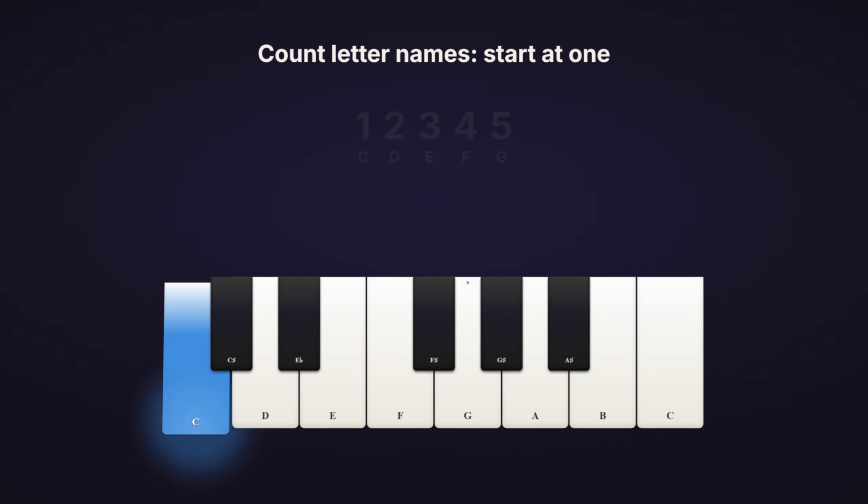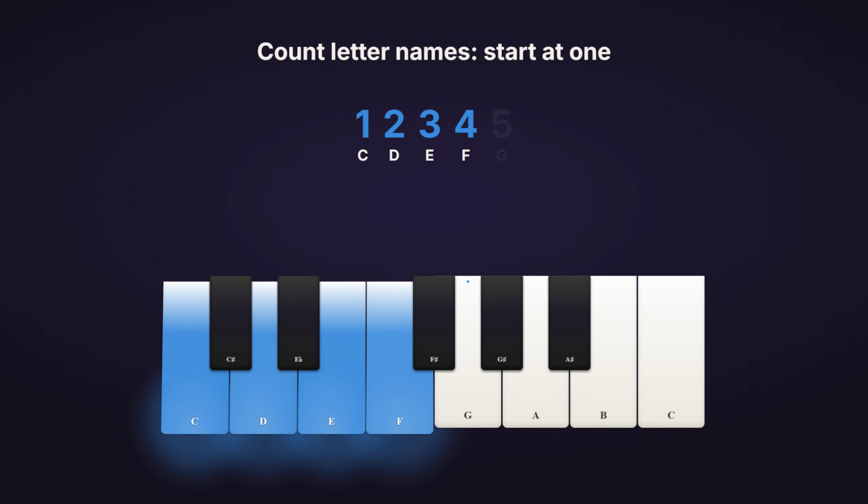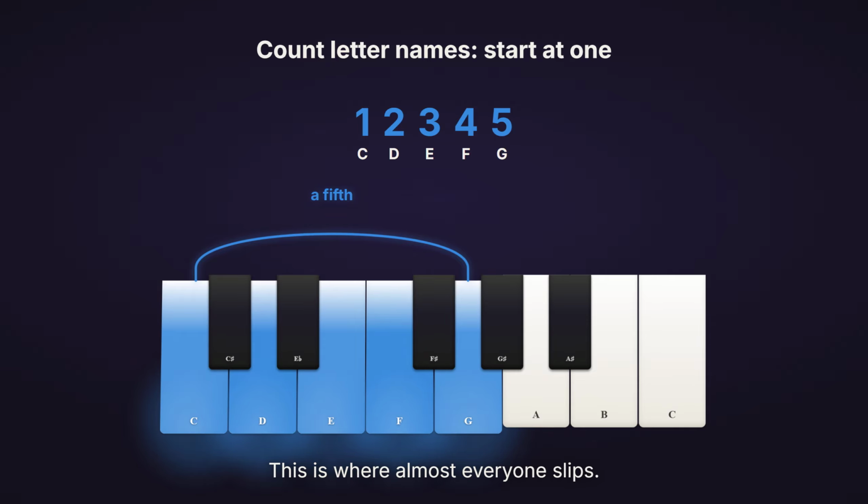Start on C, and go up to G. Now say the letters out loud as you climb the keyboard. C is 1. D is 2. E is 3. F is 4. And G is 5. 5 letters, so this interval is a fifth. Simple as that. But look closely at what we just did, because this is where almost everyone slips.